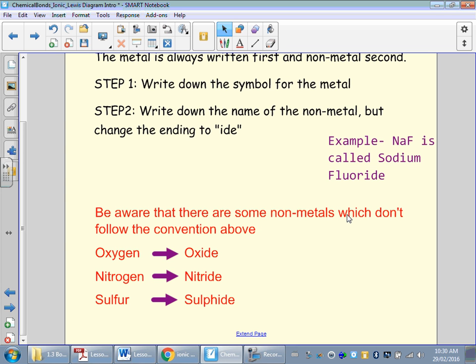Okay, so tomorrow we're going to do a little bit more work hands-on in terms of practicing this, and that's it for ionic bonds, and we'll move on to covalent bonds over the next couple of days.